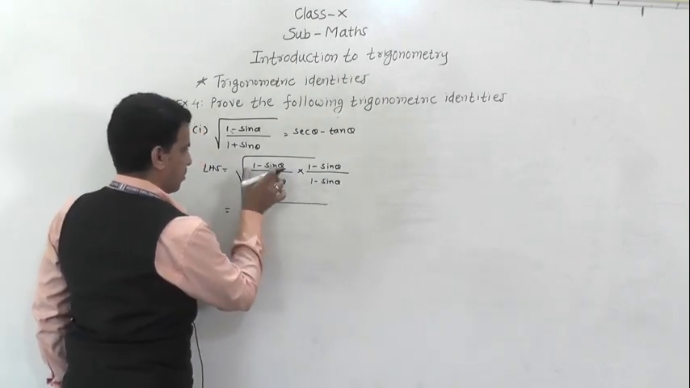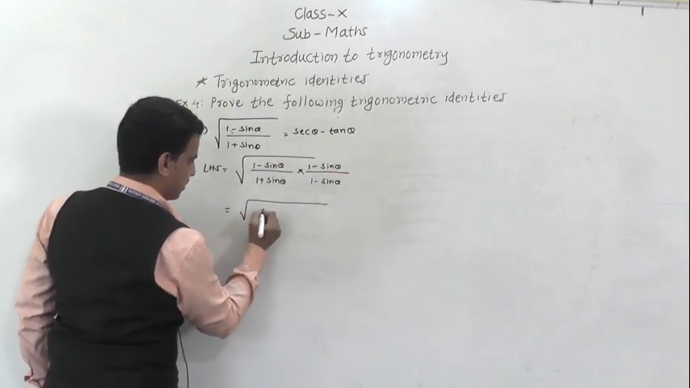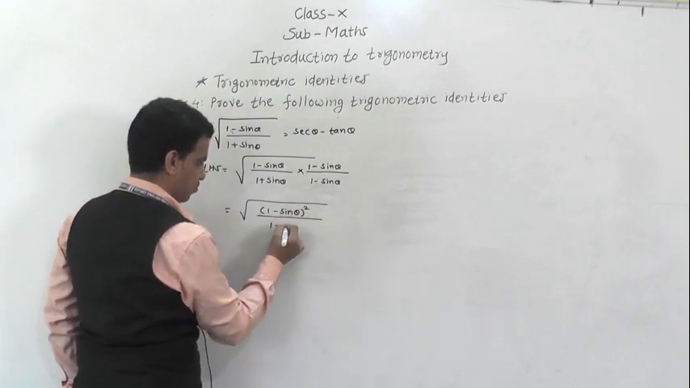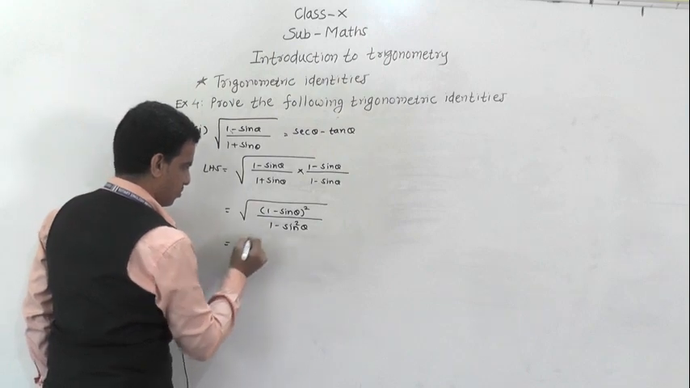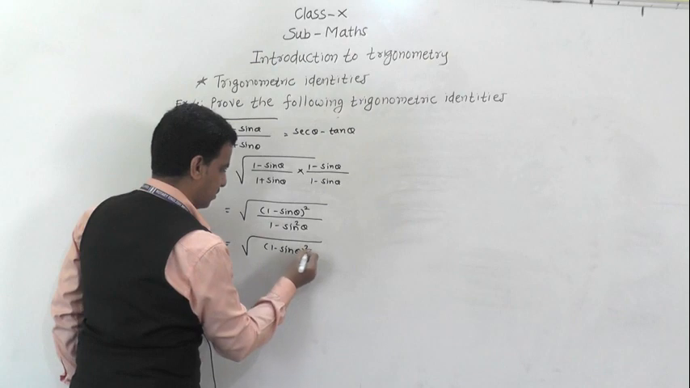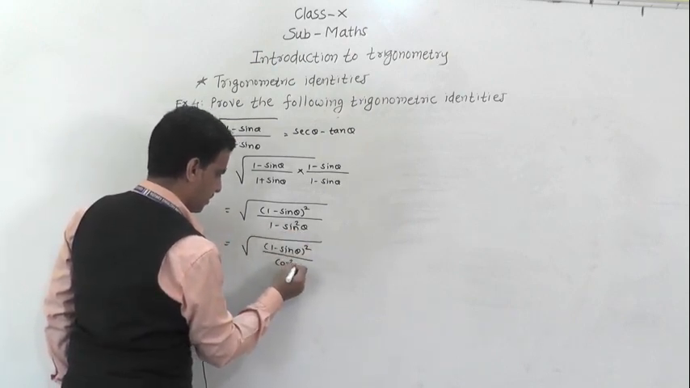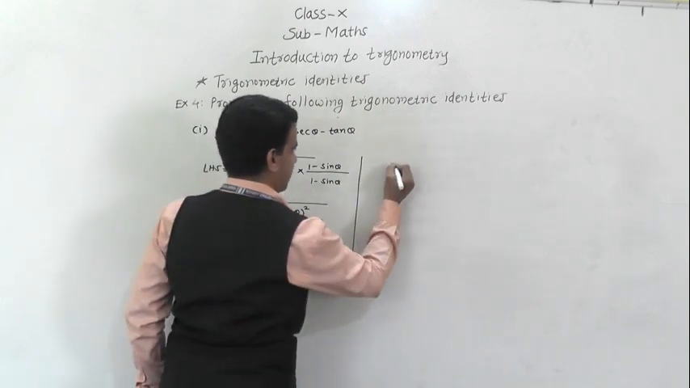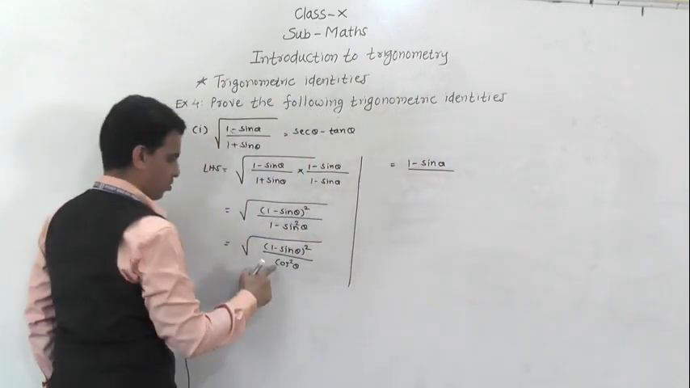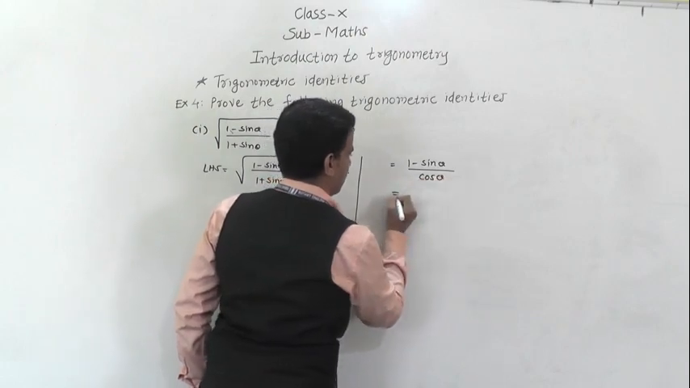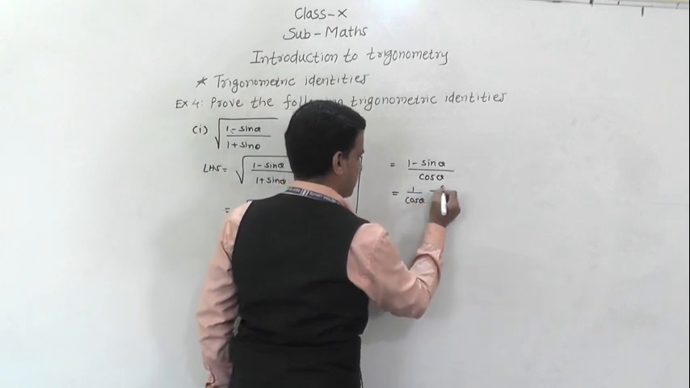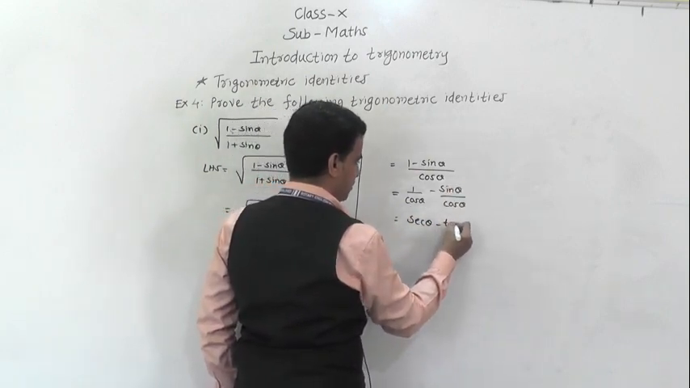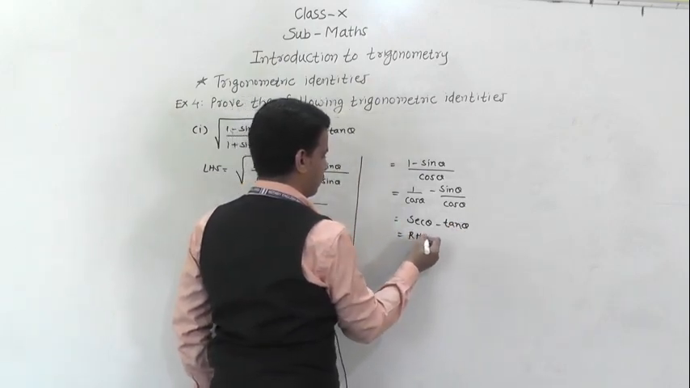Okay, so here in the numerator, 1 minus sin theta into 1 minus sin theta, that is (1 minus sin theta) whole square, divided by 1 plus sin theta into 1 minus sin theta, that is 1 minus sin square theta. Okay, so (1 minus sin theta) square divided by 1 minus sin square theta, that is cos square theta. If we take the square root of this, we will get 1 minus sin theta, divided by, square root of cos square theta, that is cos theta. Now separate the denominator, so 1 upon cos theta minus sin theta by cos theta. So 1 upon cos theta is sec theta, and sin theta by cos theta is tan theta. So sec theta minus tan theta, that is RHS of this example.